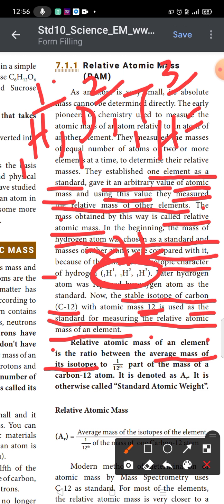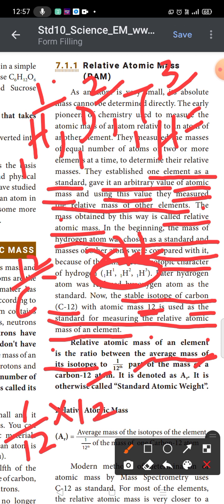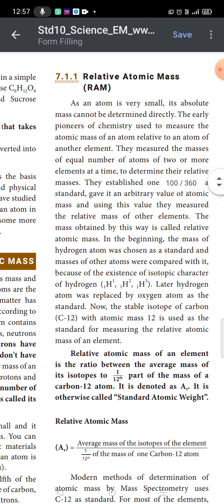Which standard scale have we taken? Carbon-12. So, 1/12 part of the mass of a carbon-12 atom, as I told earlier. What is the mass of a carbon-12 atom? 12. 12 is the mass number. As 12 will be cancelled, we'll get only 1 in the denominator. So, we'll get an average mass which is 1 plus 2 plus 3 divided by 3. Yes, I will get 1.